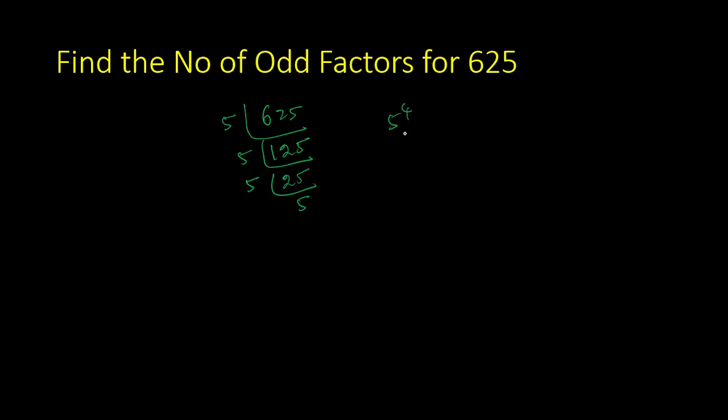But what is our number of factors here? For the number of factors, we take the power, which is 4. So 4 plus 1 is equal to 5 factors. There are only 5 factors. But how many odd factors are here? The question is slightly twisting, but understand how many odd numbers are there in the factors. We have only one number, 5, and that 5 is an odd number.